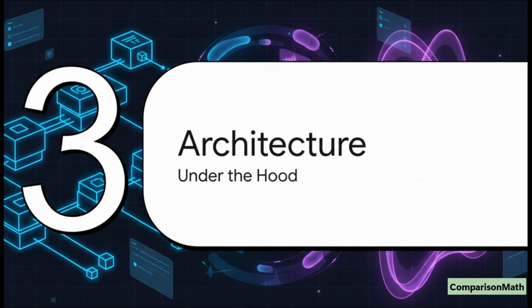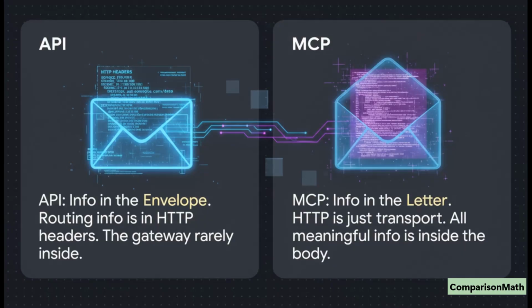Okay, so let's get under the hood for a second. When you look at their architectures, it becomes really clear why these two are so fundamentally different and why you can't just swap one out for the other. I absolutely love this analogy. With the traditional API, all the important info is written on the outside of the envelope, the address, the stamp, the return address. That's your HTTP headers. But with MCP, the envelope is just a dumb carrier. All the rich, detailed instructions are sealed inside the letter itself. And that is a profound architectural shift.